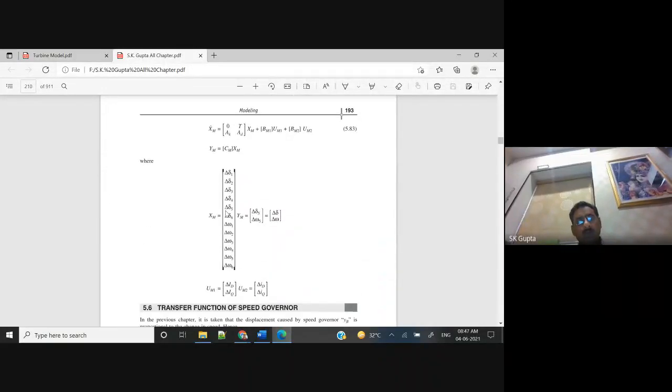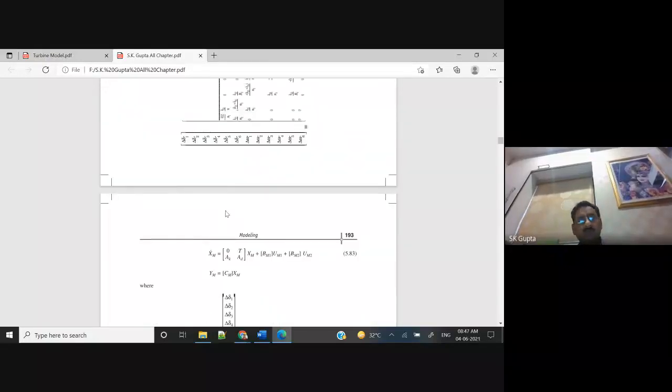through MATLAB or other suitable means. Okay, so this is about the model of the mechanical system. Similar to that, we have the different other systems. So we will describe those systems in the next class.